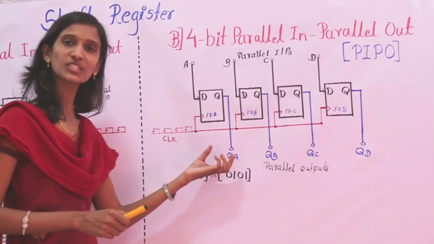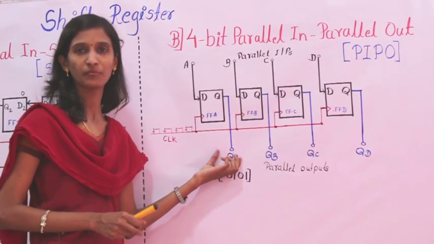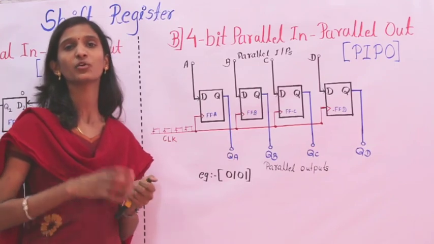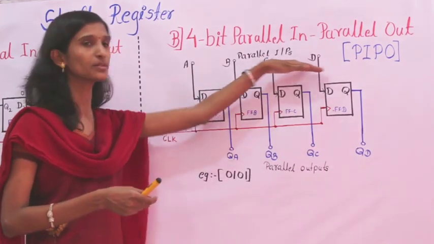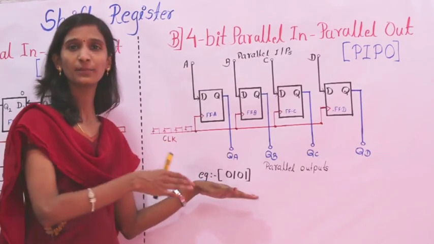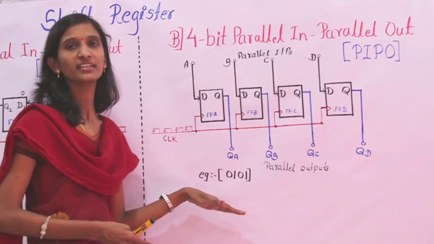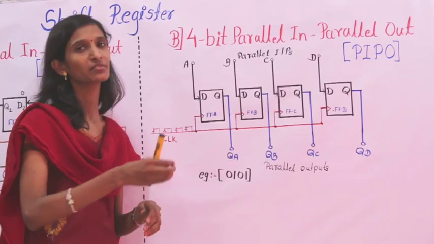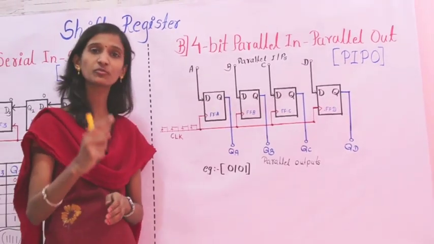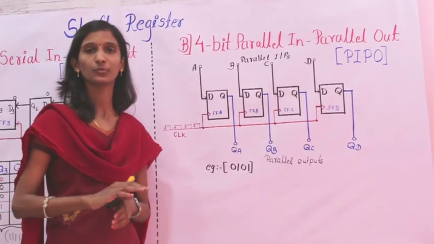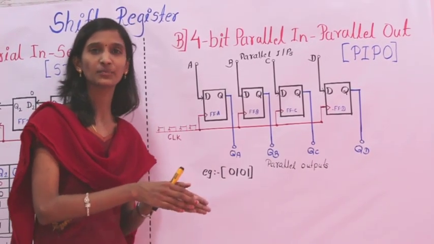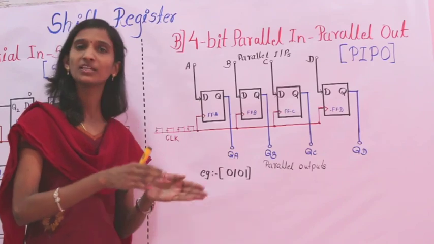Now the operation of this parallel in and parallel out is very simple. We have to remember one thing: whatever input I give through these 4 input terminals will immediately be reflected as output in a parallel manner. As we know, in the D flip-flop, if I give 1, it will immediately store the 1, or transfer it within one cycle to the output. That is, we will get 1 at the Q side.